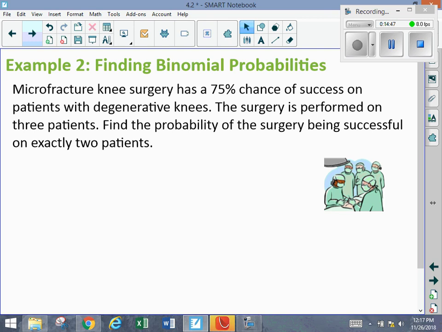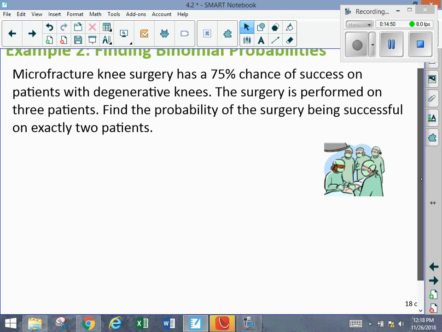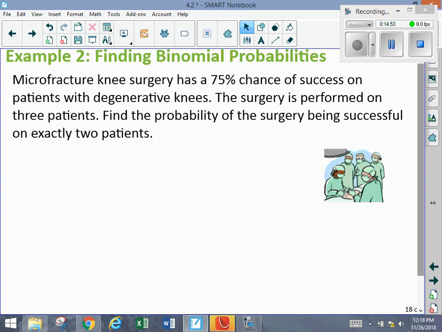Here we go. Microfracture knee surgery has a 75% chance of success on patients with degenerative knees. This surgery is going to get performed on 3 patients. We're going to find the probability of the surgery being successful on exactly 2 patients. All right, exactly 2 patients.